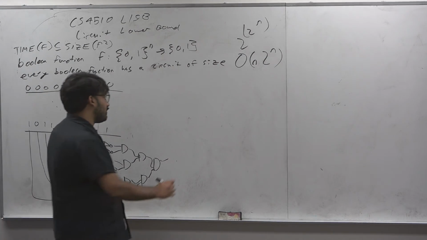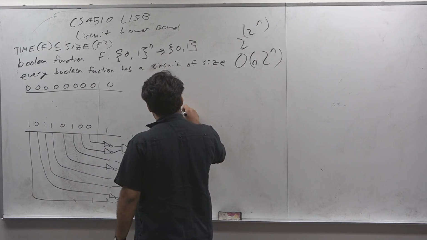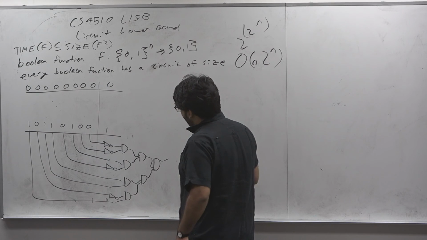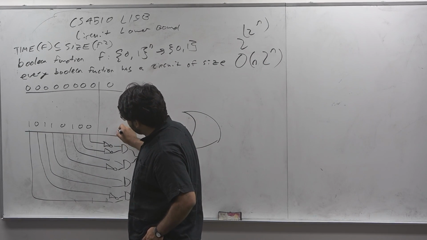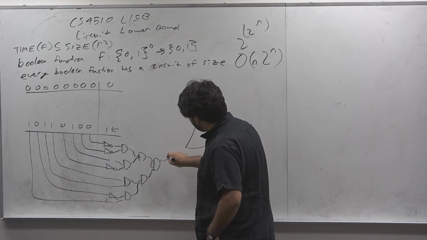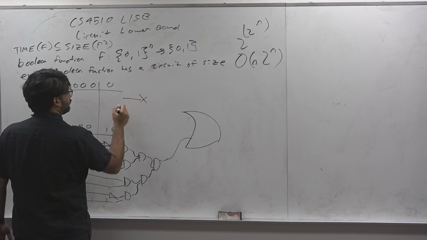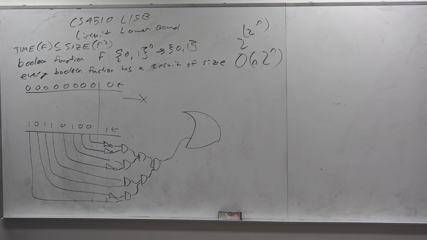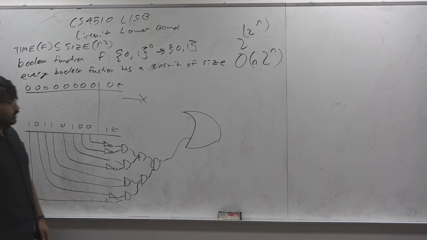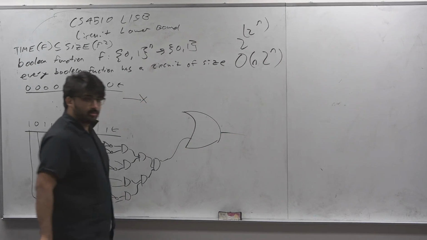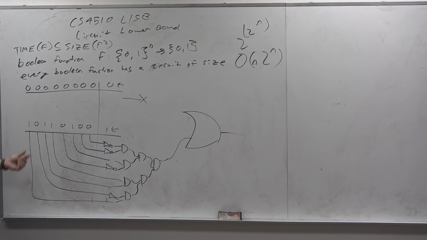Then what we do is we make an OR gate tree, and if there's a 1, we plug it in. If there's a 0, we don't plug it in. Okay? Would you agree that this circuit outputs a 1 if and only if a row with the 1 in it is the input? Okay, so we have a circuit that computes the Boolean function.